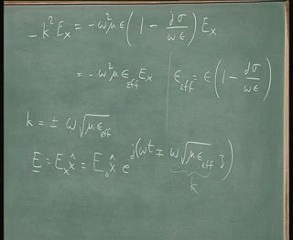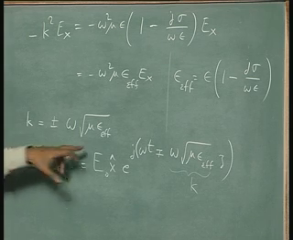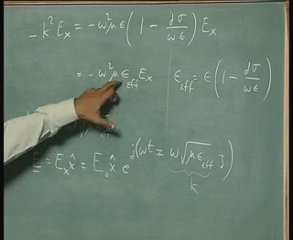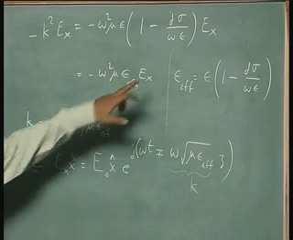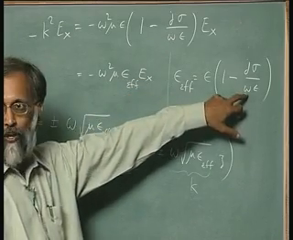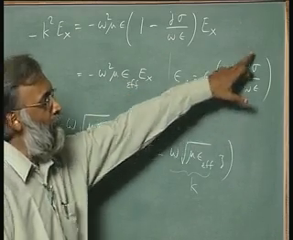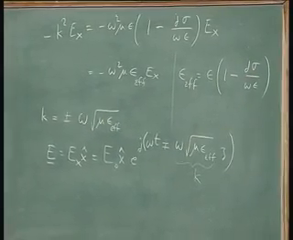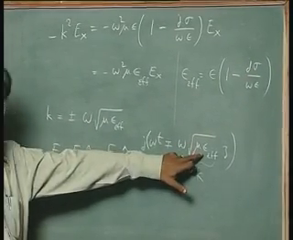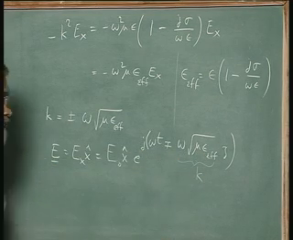Now, we have not actually achieved anything. I mean, we have hidden all the complications in epsilon effective. So, what have we gained? Well, we only gain if this term is very small. Let us suppose that this term is very small. Then I can simplify this expression.